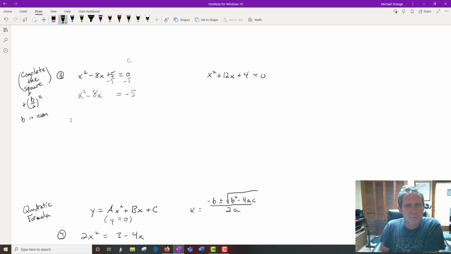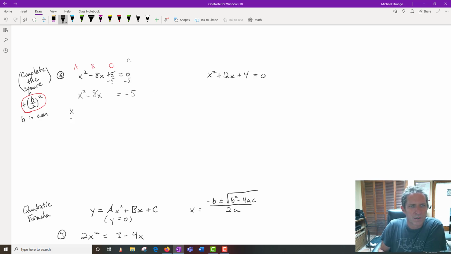Okay, so the first step is just to get your quadratic and linear term together. And then what we're going to do is we're going to do this thing. We're going to add b over 2 squared. So remember, this is like A, this is B, and this is C. So we move C over, and then we're going to take this and we're going to add it to each side. So it looks like this.